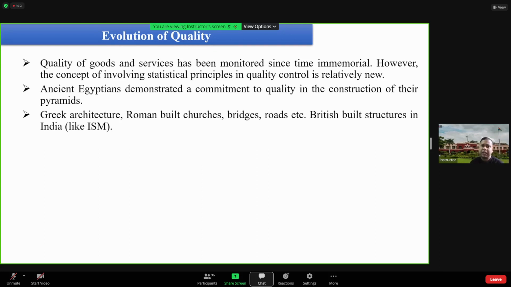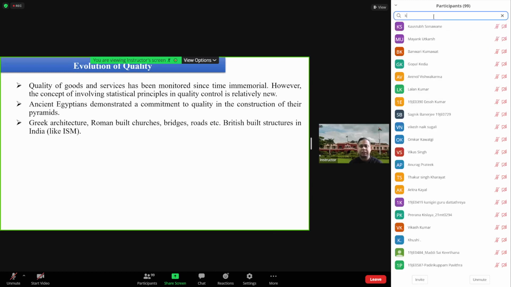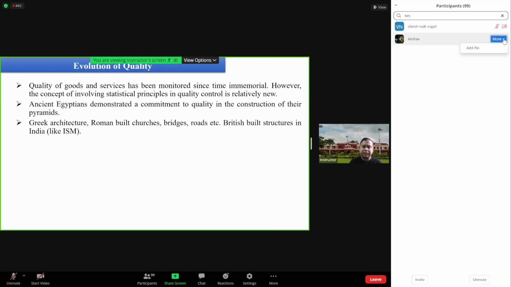So quality was not that stringently controlled, but still people had in their minds the concept that we need to produce products with good quality that should last longer, and that should meet the requirements for which the product is being produced or built. So that was ancient times, and we can still see the products that were produced during that time.